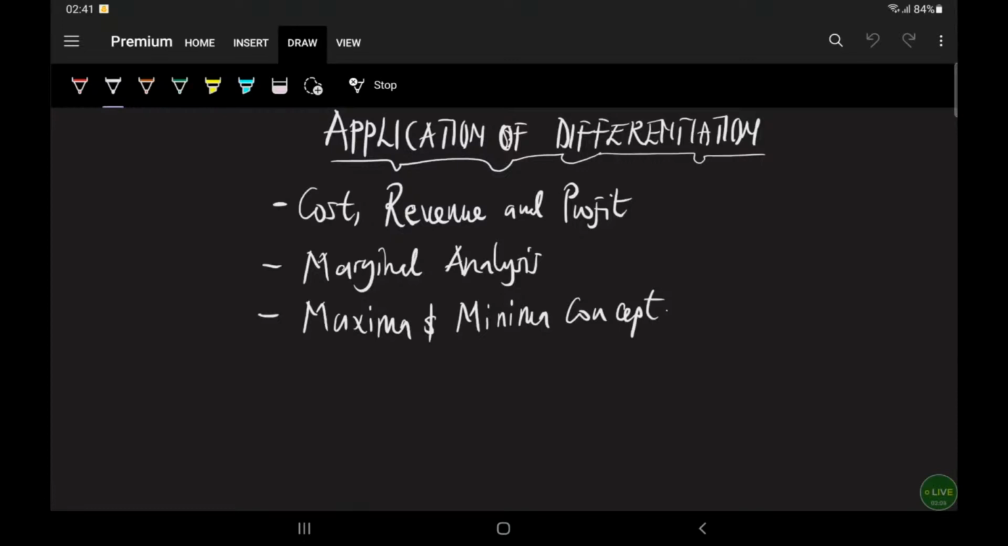So when it comes to the application, we have changes that can occur with respect to cost and output, with respect to the revenue you can derive from the sales, and the profit in that light. I hope that is clear.